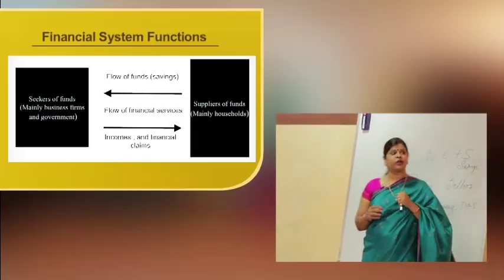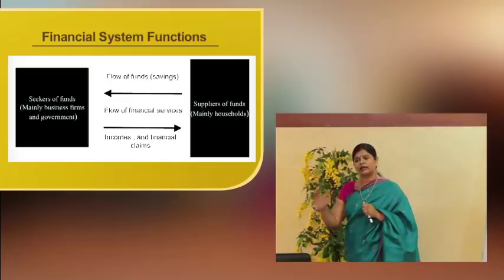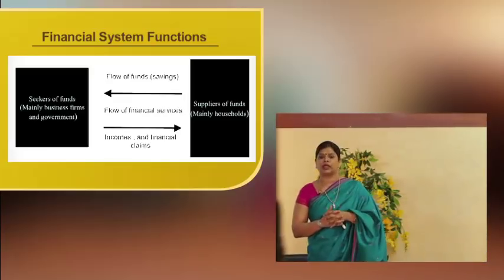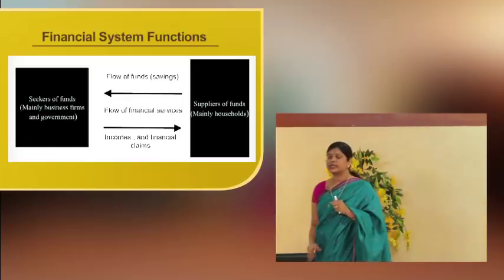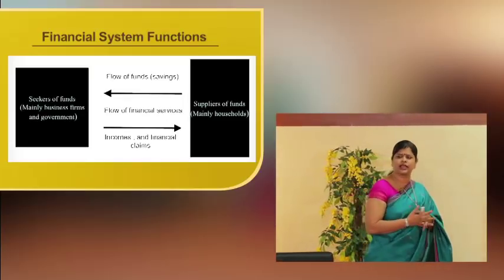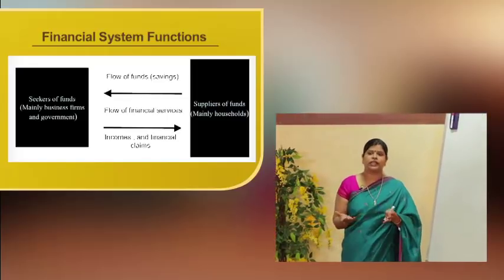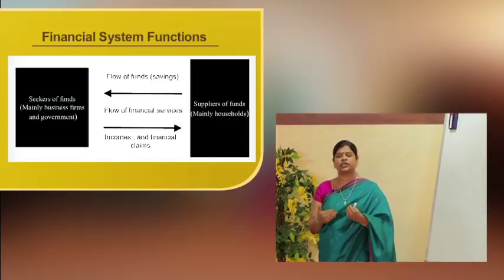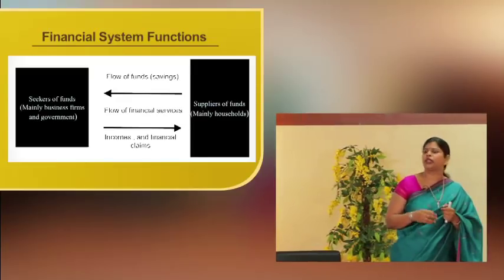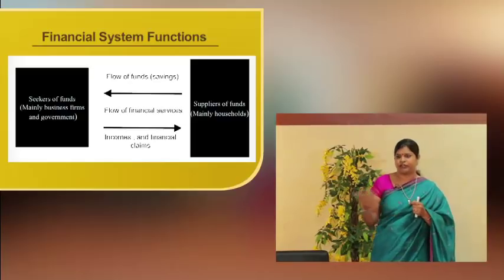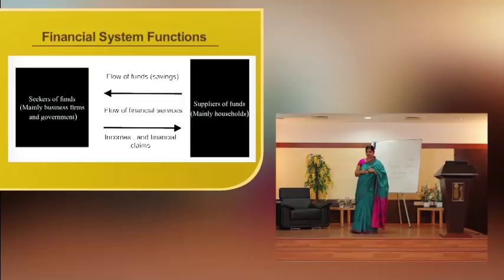If you look at the particular diagram, it bifurcates the whole economic unit into two major categories. Which are the two major categories? One is seekers of funds. Now who are the seekers of funds, friends? They are basically the business firms or the government, because they are always in deficit. They will always like to have funds for growth, for expansion, for modernization, or for public expenditure. If we are talking about the government, yes, they need funds for taking care of the public expenditure.